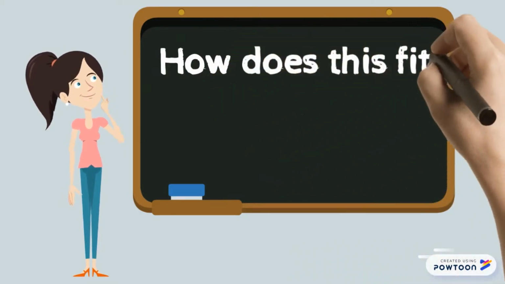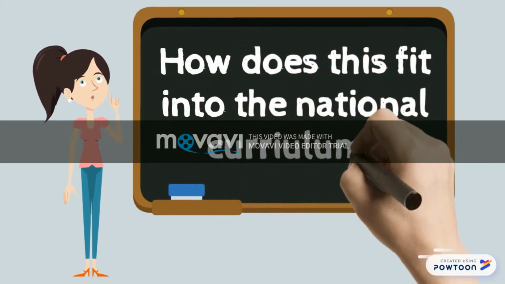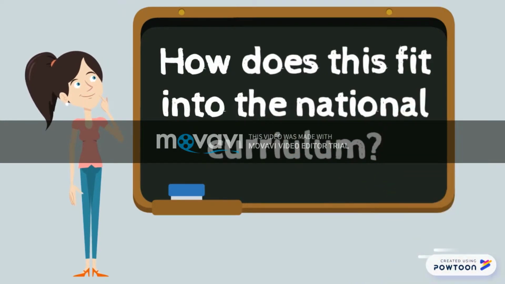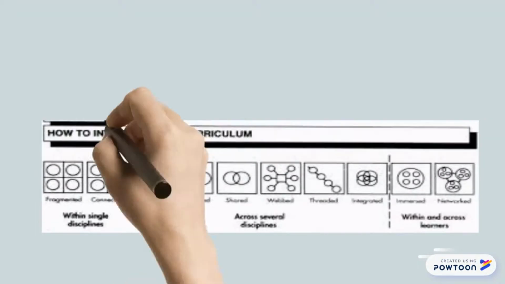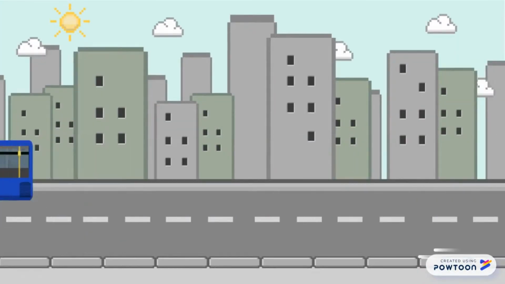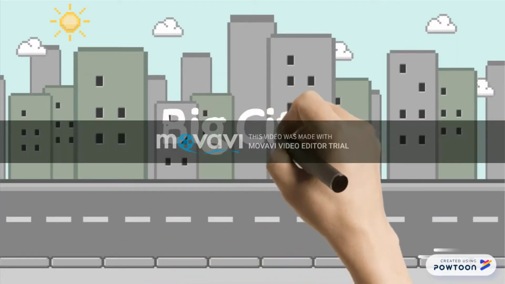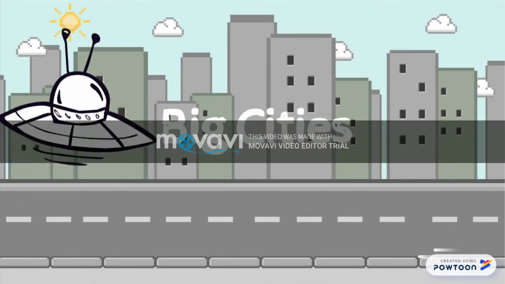So let's see how this fits into our lesson. Using aliens as a starting point immediately grasps the attention of the children, but does it link to our national curriculum goals? By using the right lessons, the approaches set out by Fogarty, and our transferable thinking skills, we can make this happen. Currently in Year 2 we have a topic of big cities. So if we take this and combine it with aliens, now we have a starting point for our lessons.